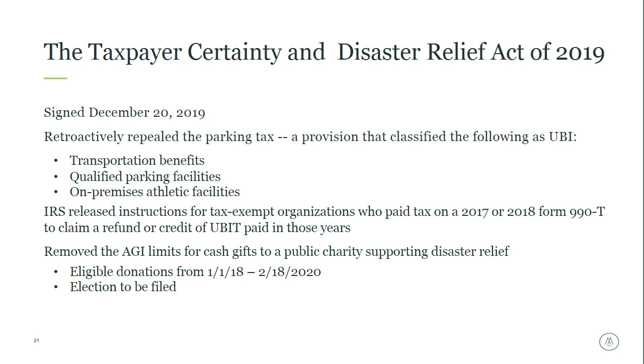The Relief Act of 2019 also removed AGI limits for cash gifts made to a public charity supporting disaster relief, but the donations had to be made between January 1st, 2018 and February 18th, 2020, and you have to file an election.